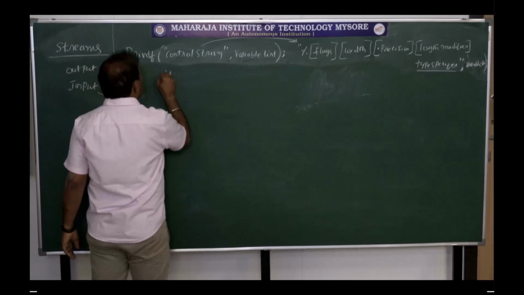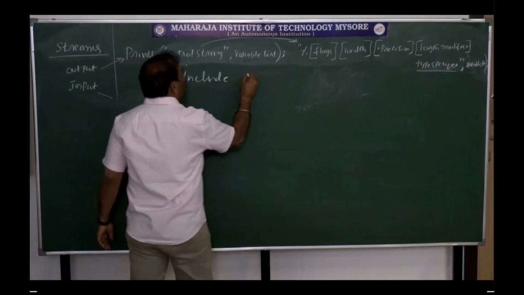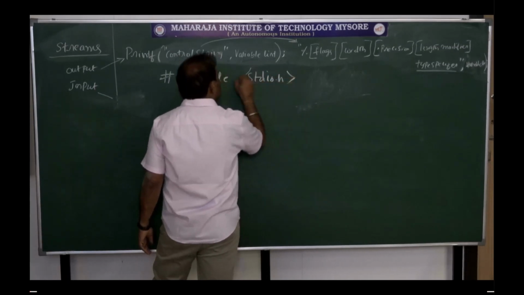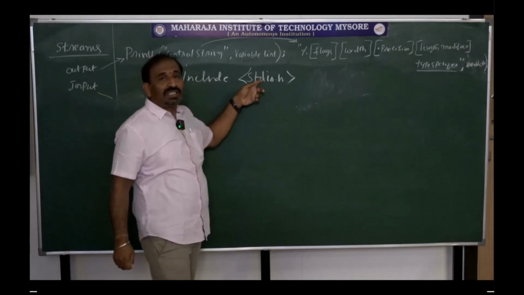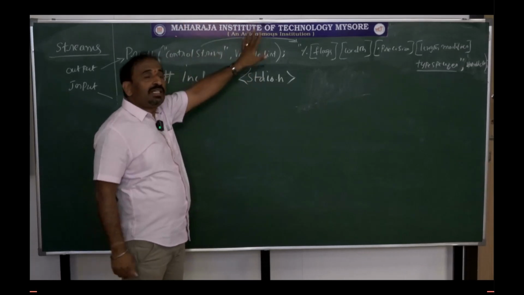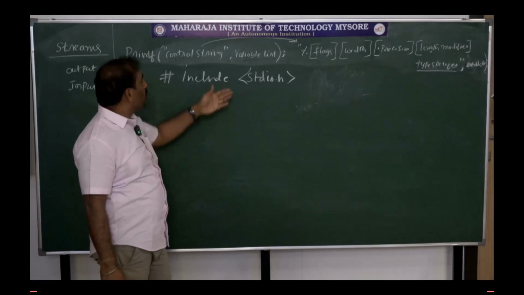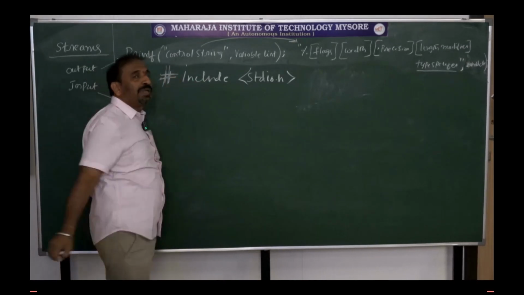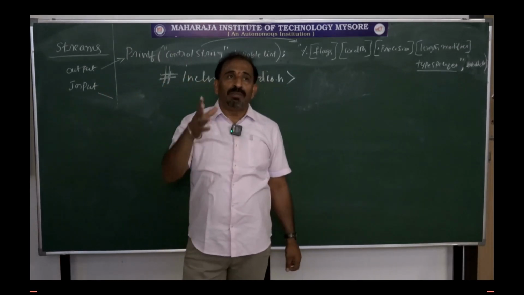As usual, let us write include stdio.h in a small program. You are using this format to include a standard header file written by somebody else. This is also called a preprocessor directive. Whenever you write this hash, they are called preprocessor directives. What is this preprocessor directive?